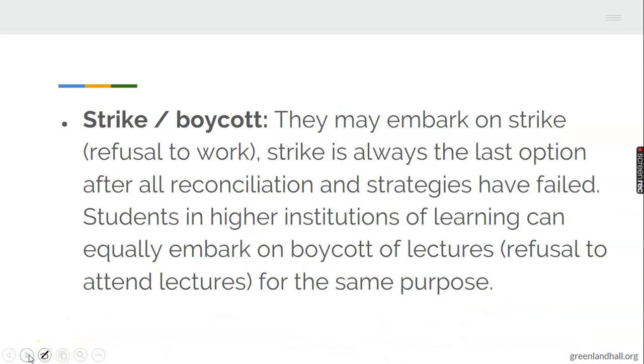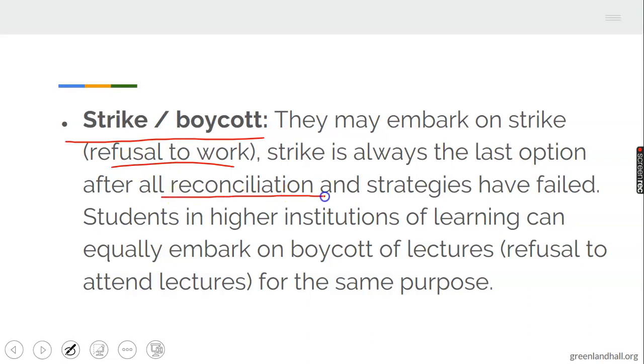Let's look at another technique. Strike or boycott. They may embark on strike. That is, strike means refusal to work. Strike is always the last option after all reconciliation and strategies have failed. After they've tried to reconcile with government, after they have had dialogue with the government and all proved to be negative or to no avail, then they will now resort to what? Strike action.